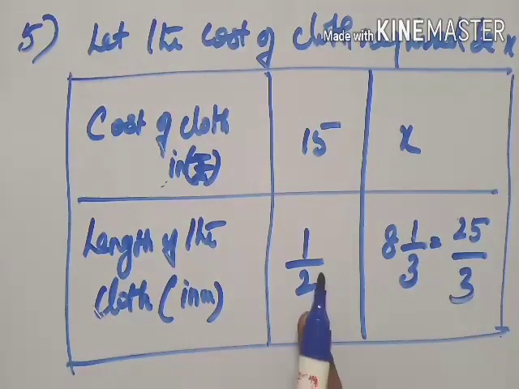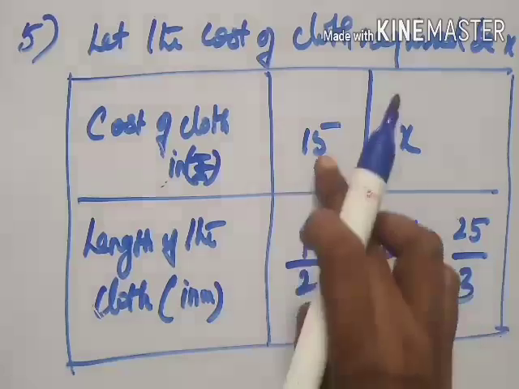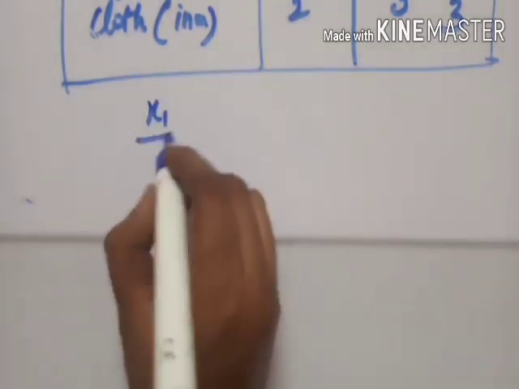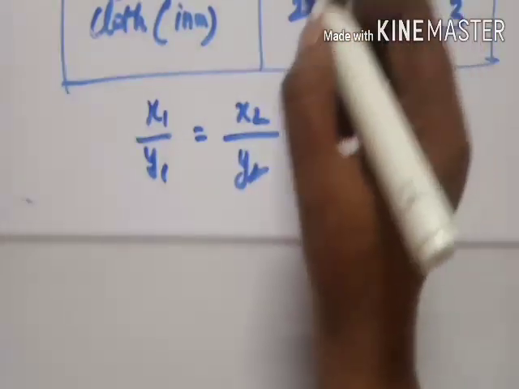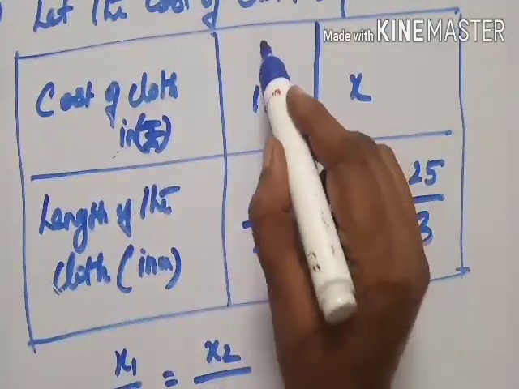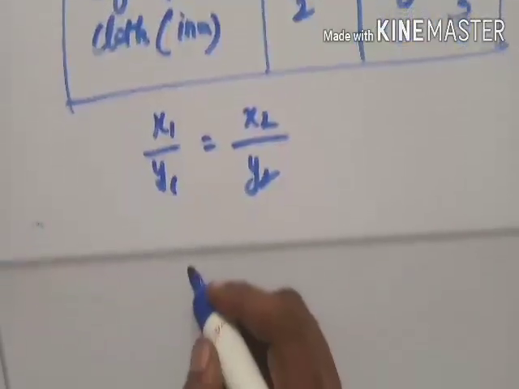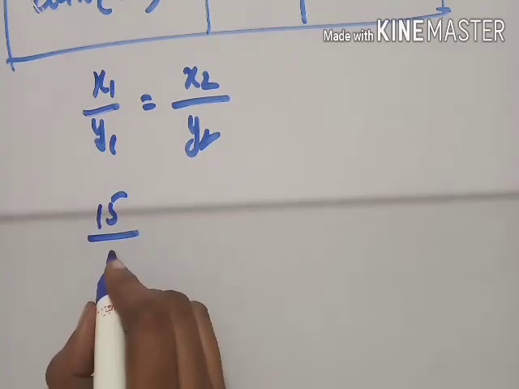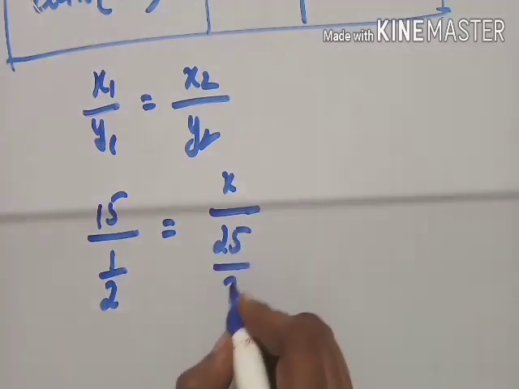So the length of the cloth increases from half to 25 by 3. So cost also will increase. So they are in direct proportion. So x1 by y1 is equal to x2 by y2. This is x1, y1, x2, y2. I am going to substitute the values now. X1 is 15 by half meter, that is equal to x by 25 by 3.